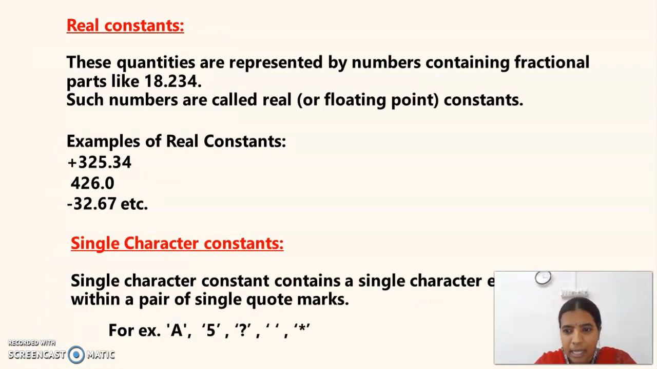Well, then come real constants. Real constants are x point y type of numbers, the fractional numbers which we call. Example, plus 325.34, minus 332.67, etc.